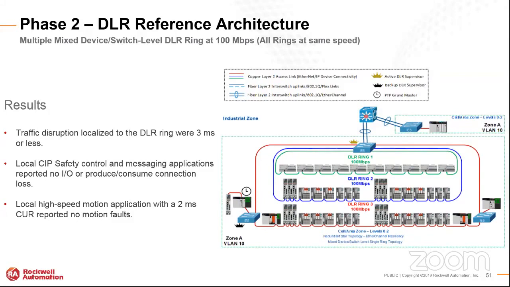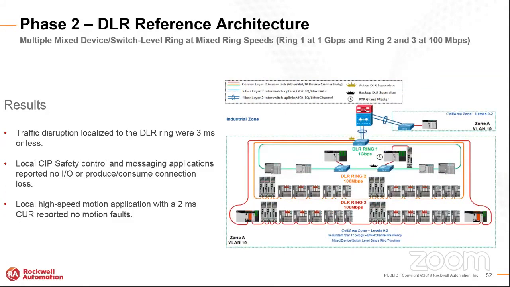So in this example, each ring is the same speed, 100 megabit. And you can see they're a combination of the types as well. So one ring is nothing but devices. The red ring is a mix of switches and devices as well. So definitely increasing the capability. And again, as our applications on the plant floor become more and more complex, these kind of architectures become more and more commonplace.